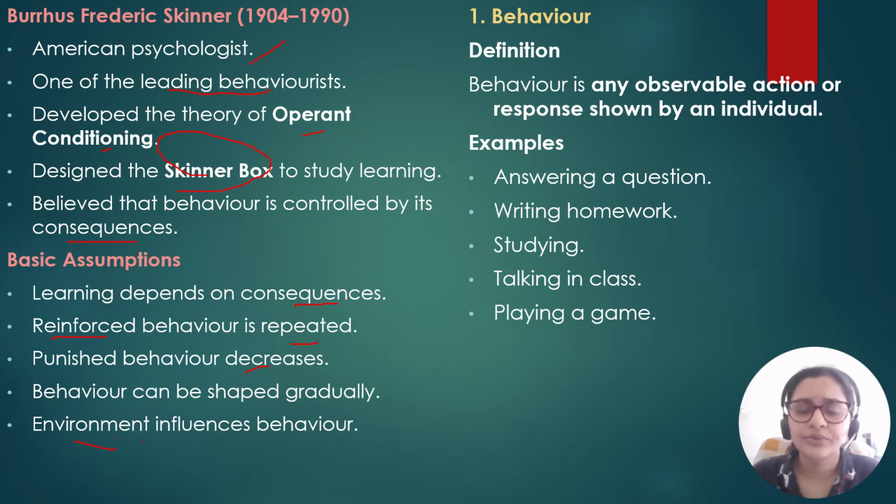Let us go through the definitions of all the key terms. Behavior is any observable action, any action that you can see. An action or response shown by an individual. So it is observed. Answering a question is a behavior. Writing homework, studying, talking in class, and playing a game. All these are examples of behaviors.